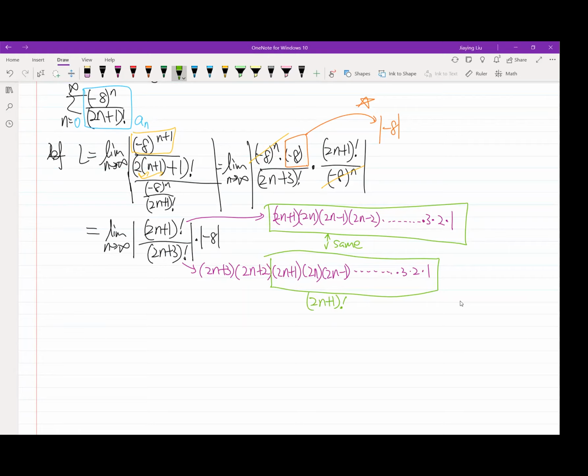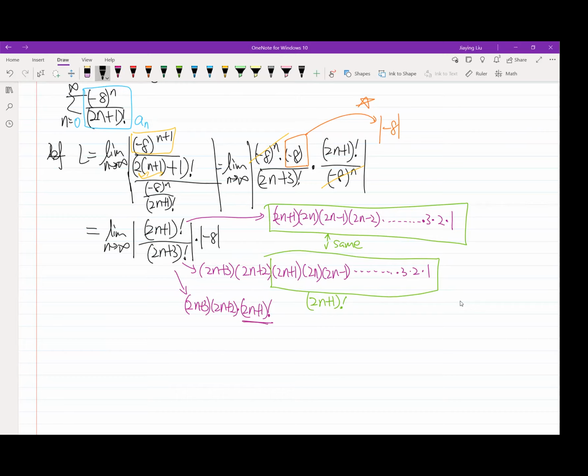Because when we write it as a product, it has the same expansion as (2n+1) factorial. So they're equivalent, which is very useful because now the denominator here we can just write as (2n+3) times (2n+2) times (2n+1) factorial. Now the factorial only applies to the 2n+1. It's not everything factorial, just the last term factorial.